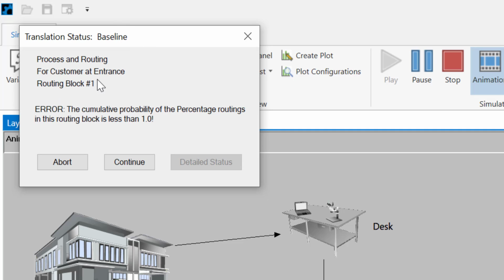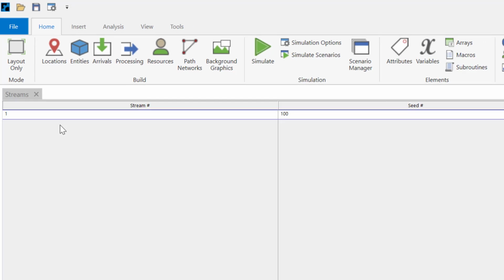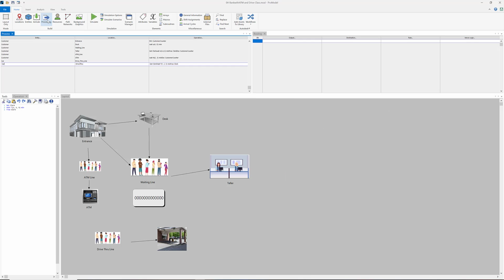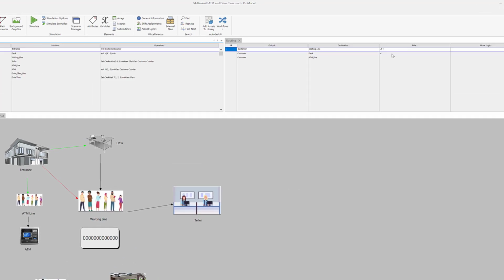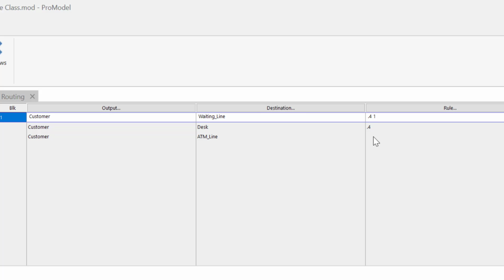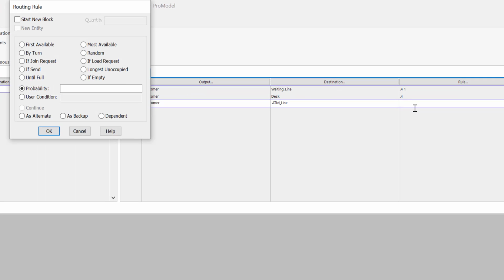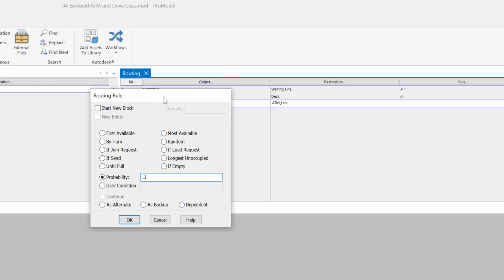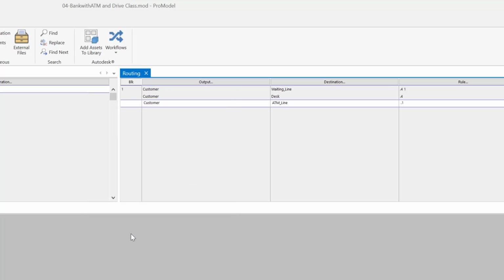Okay, so customer at entrance, the cumulative probability of the percentage routing in the routing block is less than 1.0. So let's abort that and see what it is. It's saying that point 1 did not get entered. I guess I have to open the routing rule and then enter it. So now that should be point 2.